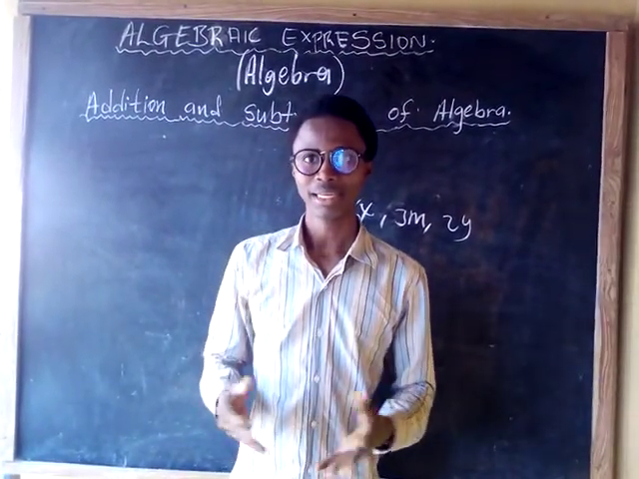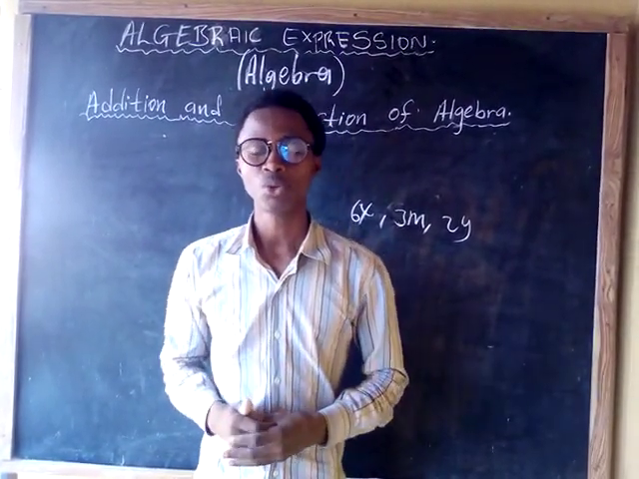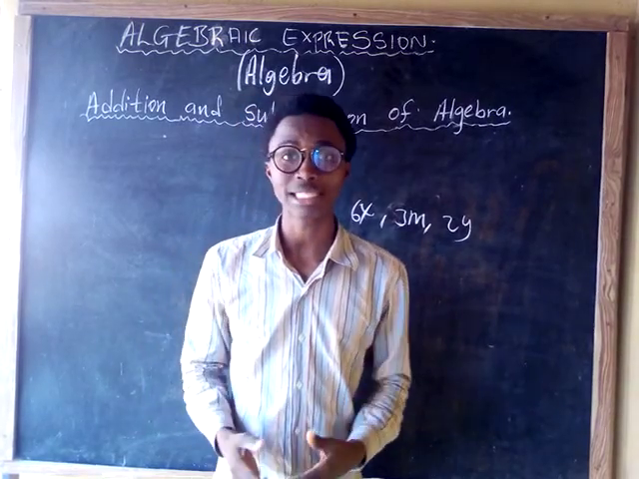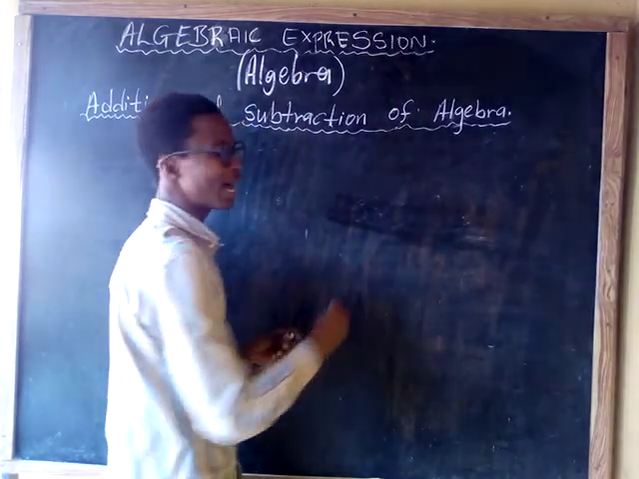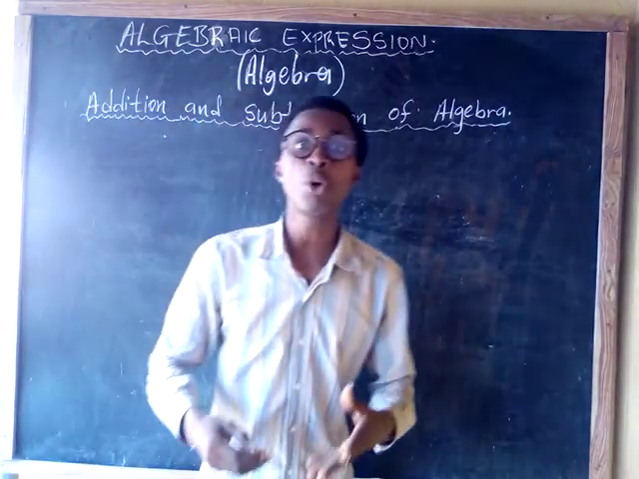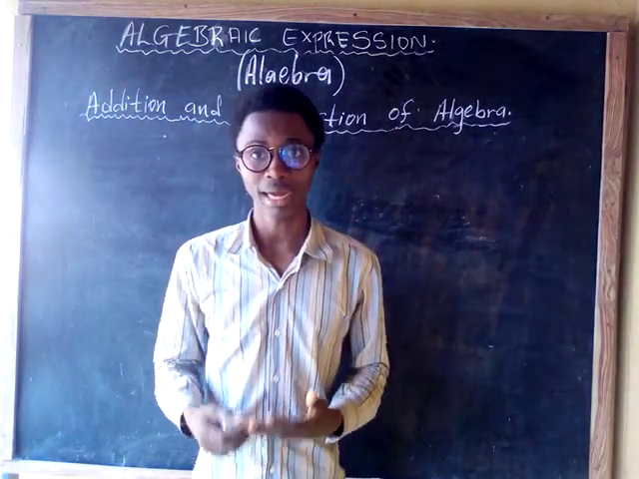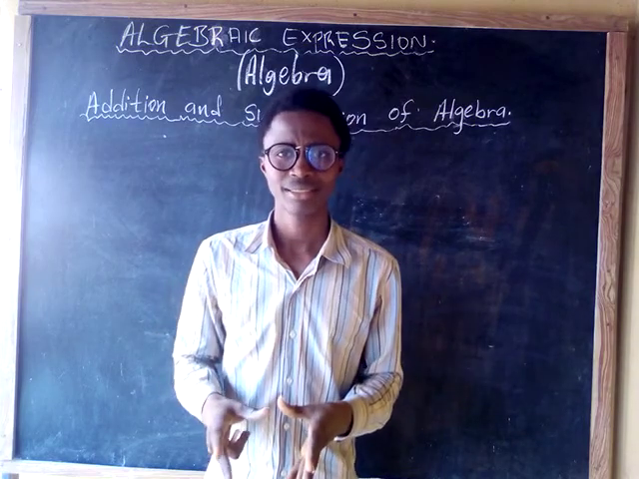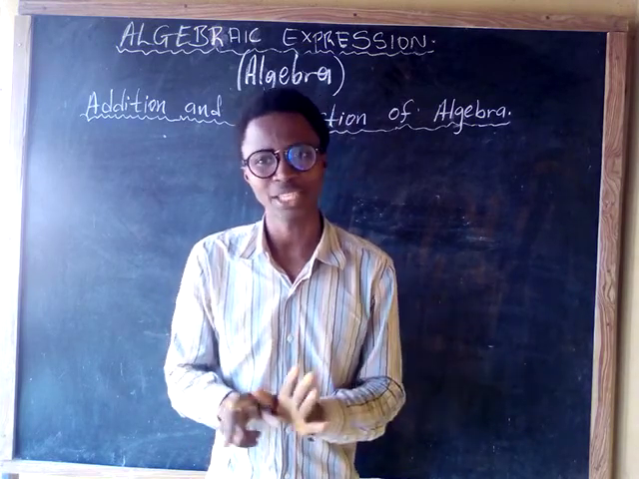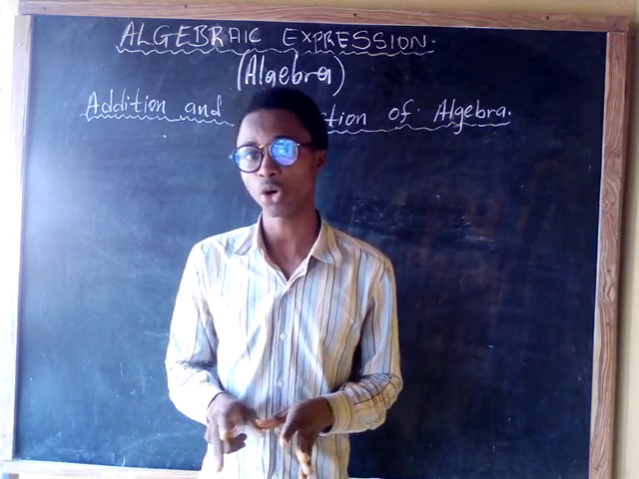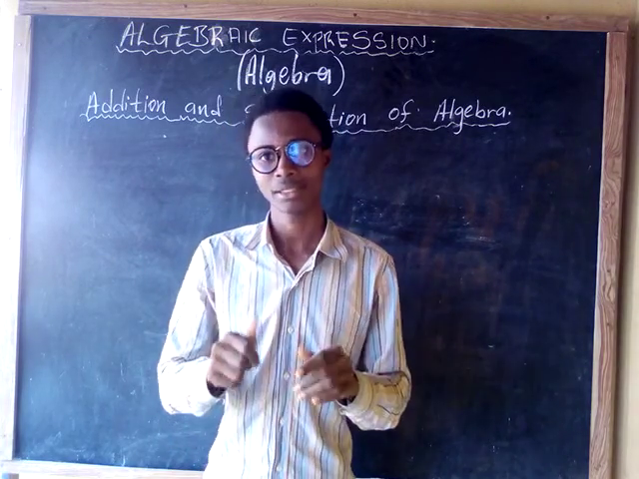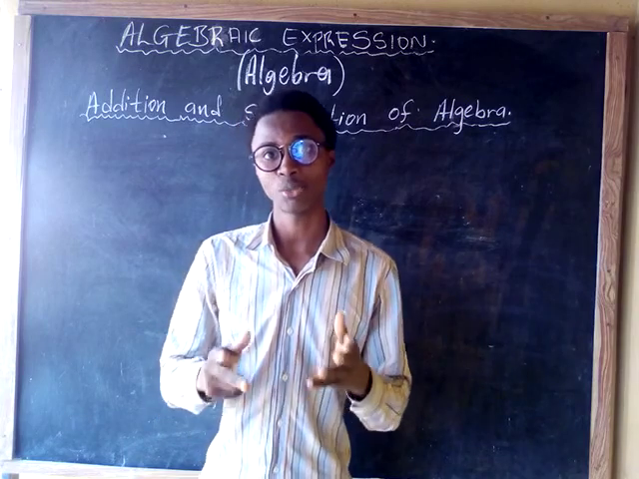So in algebra, right? Now we go to how to add and subtract in algebra. First of all, how to add and subtract in algebra. Now if you want to add and subtract in algebra, we always add like terms. Always add and subtract like terms. Anything that is not like terms, you must not add them. You get it? Anything that is not like terms, you must not.